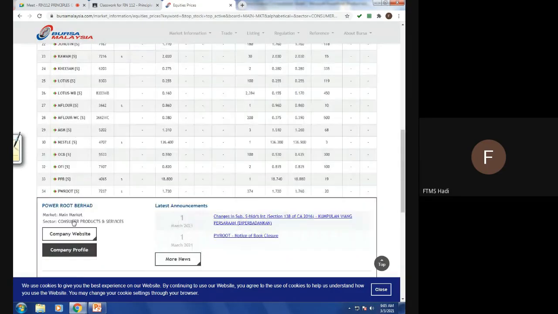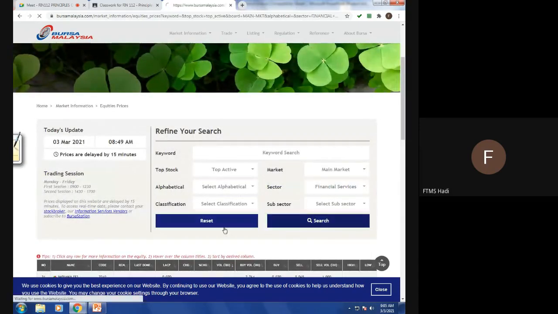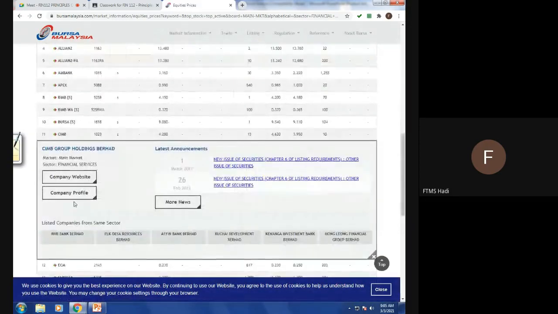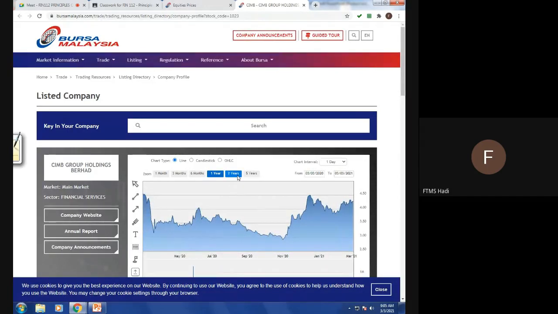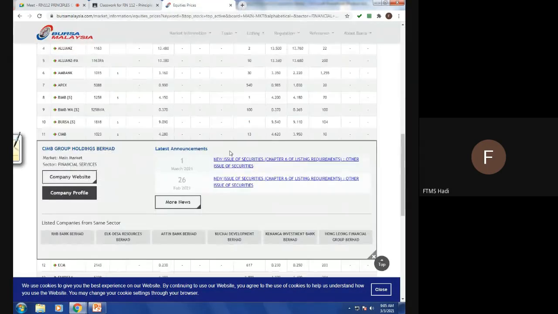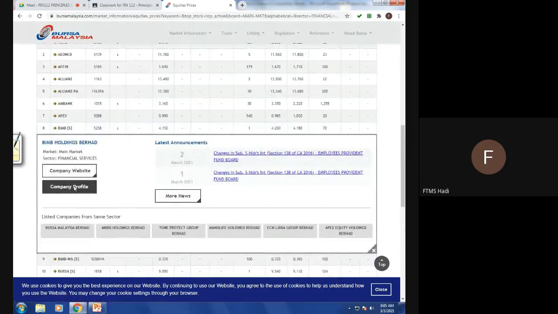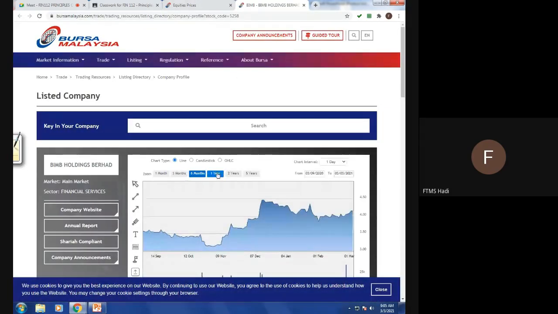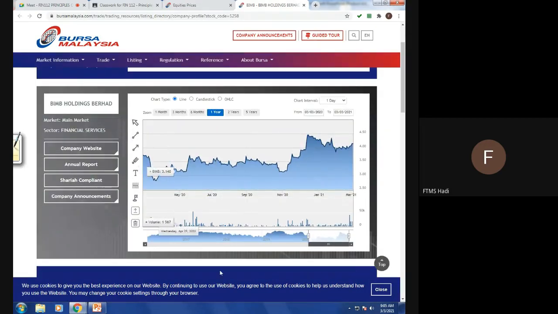Okay, let's have a look at another example, financial services. CIMB, let's say. It's not going to help in this one. How about Bank Islam? Okay, how about this one, Bank Islam? The general trend. Do you see it as bearish or bullish? With the naked eye, your naked eye, is it bullish or bearish?